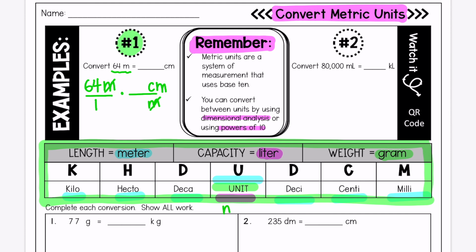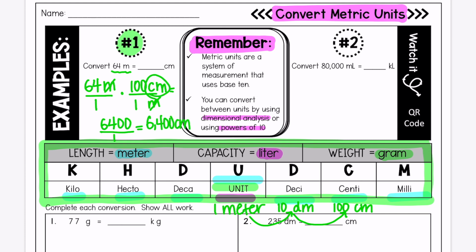Now, meters would fall here underneath unit, and to go 1 meter, then to go to decimeters, that would be 10 decimeters, and then to go further, that would be 100 centimeters. So 1 meter is worth 100 centimeters. Now you just multiply across your fractions. 64 times 100 is 6,400 over 1 times 1, which is 1. So this simplifies to 6,400, and the units that are not canceled out are centimeters. You could also fill this into the given problem up at the top. So that's how you use dimensional analysis.